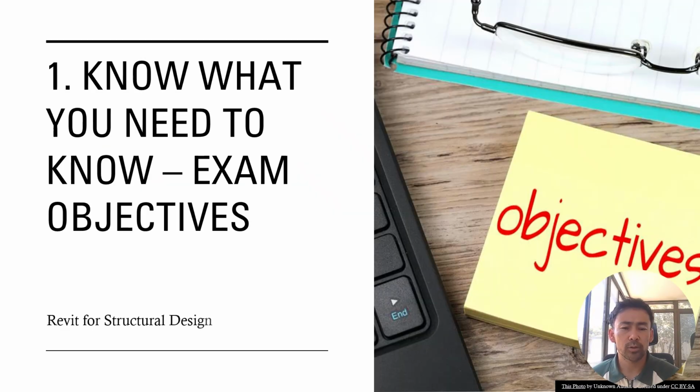The first step for taking the exam is to know what you need to know. That is the exam objectives. Autodesk has clearly defined the exam objectives in a document that you can find on the Autodesk website. You should go to the website and download the file. I will put the link to the file. You should read it carefully and go through it regularly when you are preparing for the exam.